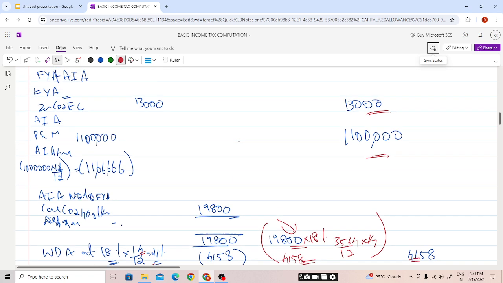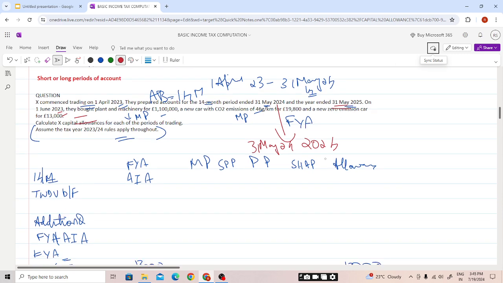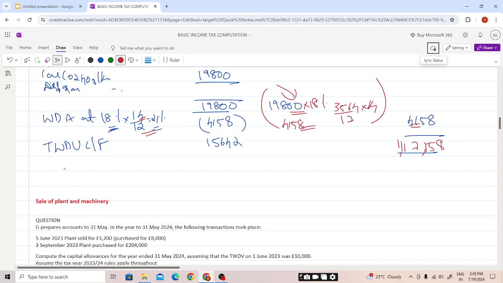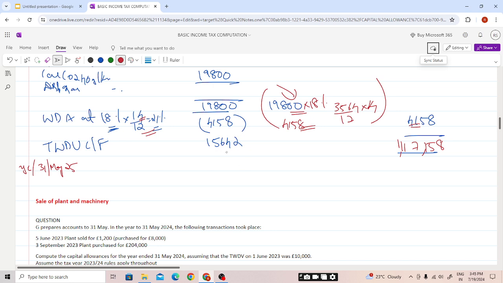Now we need to do this for 31st May 2025 also. Now students, directly we can do it here also, year ended 31st May 25. This will be the brought forward balance, and students, no addition, no disposal, no AIA. So directly the WDA will be calculated on this amount.